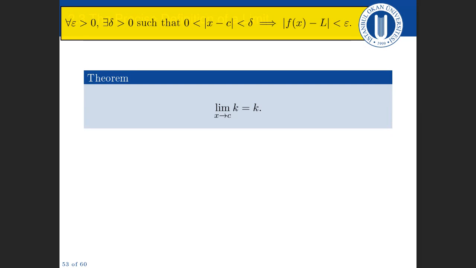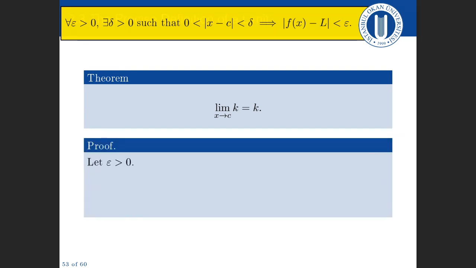Theorem, the limit of a constant function, the limit as x tends to c of a number k is equal to k. Again, I want to prove this. First part of the proof, let epsilon be greater than zero. Second part of the proof is about delta. And again, because I've done this before, I know a delta that I can choose. I'm going to choose delta is 123,456,789. Of course, I'm being silly here. I could choose any delta that I wanted.